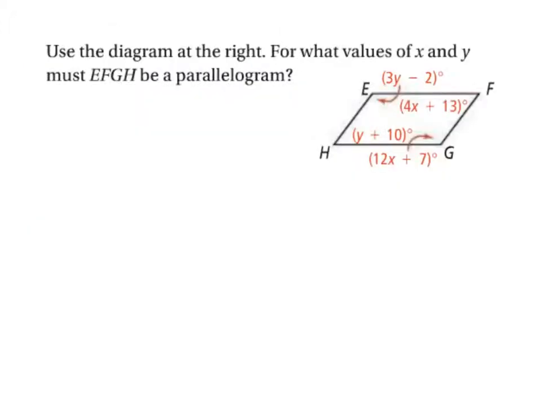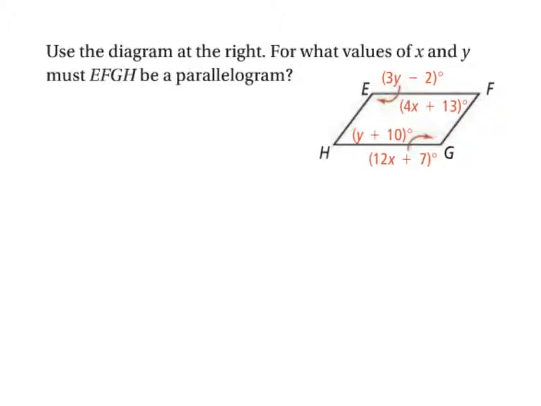All right, so let's move on to, it says use the diagram at the right. For what values of x and y must this be a parallelogram? So thinking through that, I got all these angle measurements is what they've given me. And I have to think, well, if I want it to be a parallelogram, what do I need those angles to do? There's a couple ways you can look at it. You could say that opposite angles would have to be congruent. So I could set this equal to this, and then come back, and both sets have to work, so then I'd have to set this equal to this.